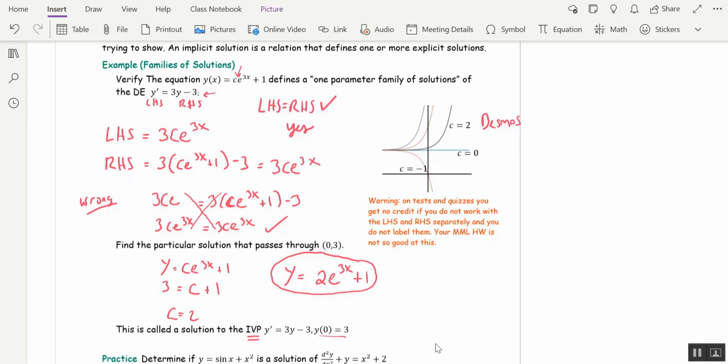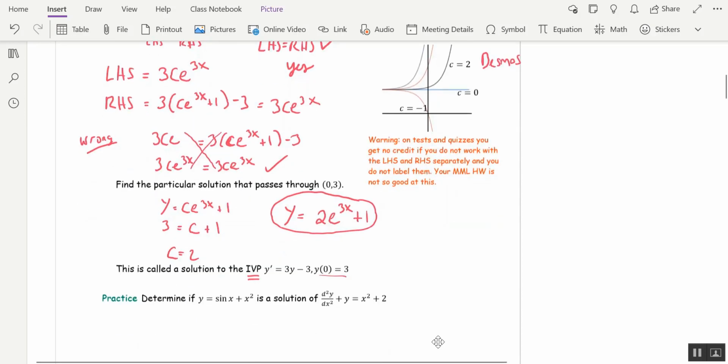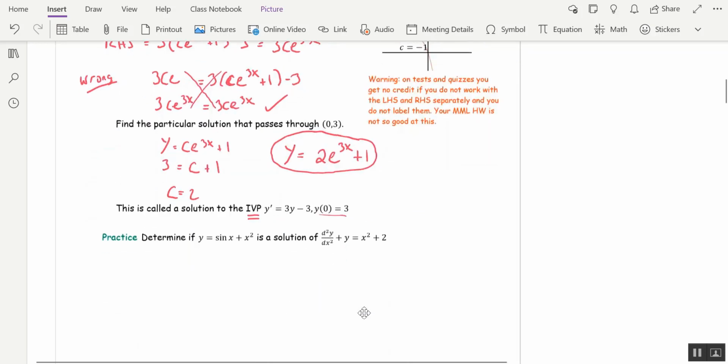All right, now you try one. Pause the video and determine if this function is a solution of this differential equation. And then when you're done, restart the video and we'll do it together. All right, hopefully you did that.